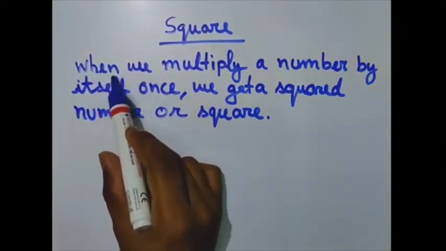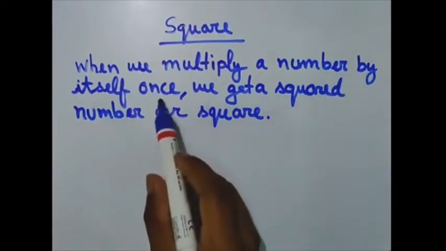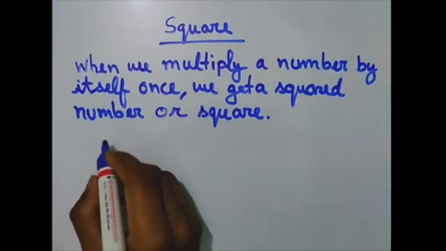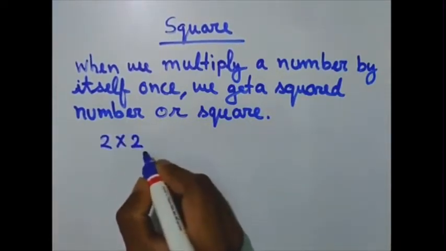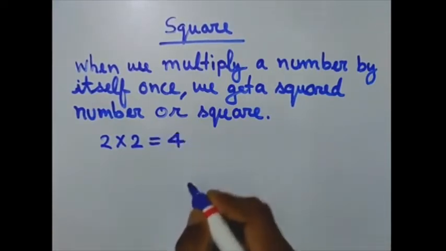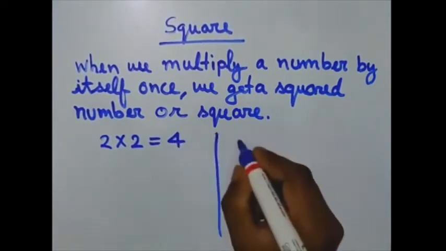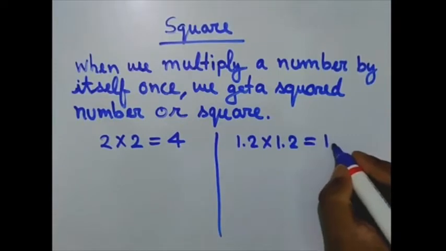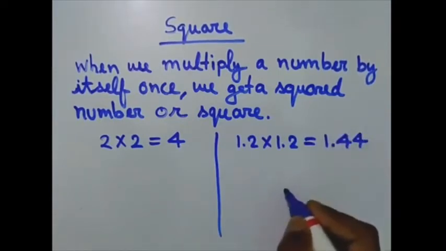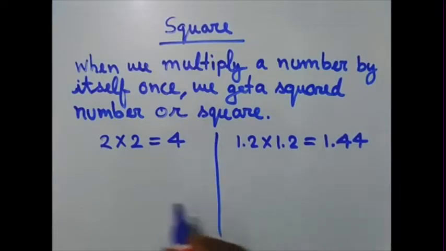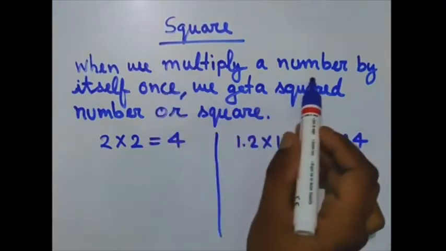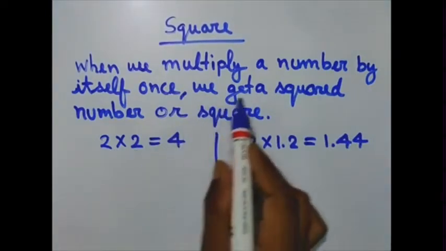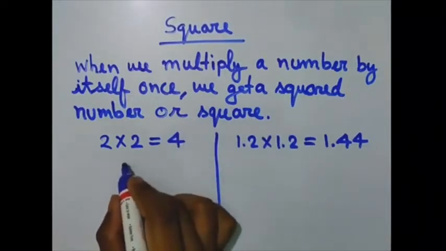What is a square? When we multiply a number by itself once, we get a squared number or square. Let's say 2 times 2 is equal to 4, or 1.2 times 1.2 will give us 1.44. So we can say that when we multiply a number by itself once, so 2 is multiplied by itself once, we get a squared number.